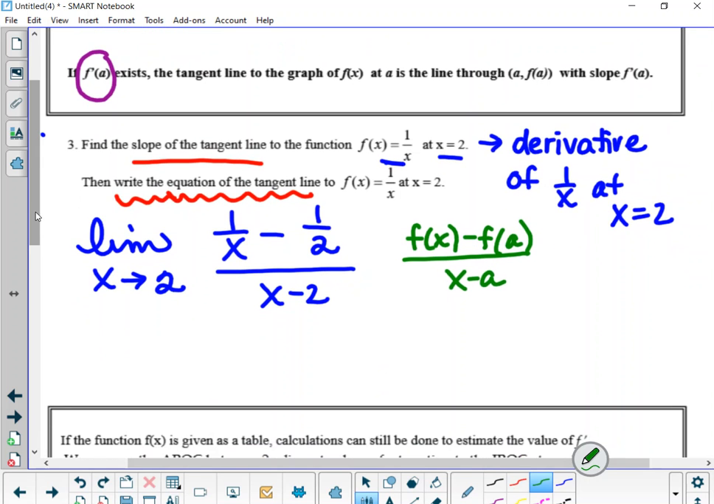What happens when we try to find that limit? What do we get? We get 0 over 0. Okay. So what magic trick MacGyver thing are we going to pull out of our toolbox to deal with this guy?